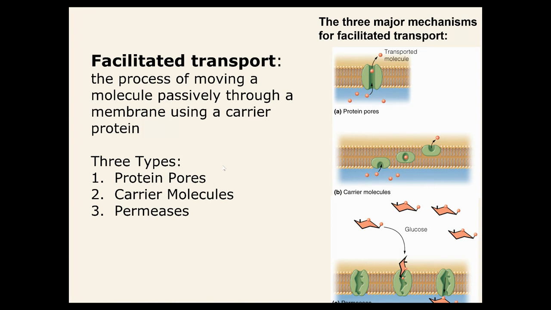Facilitated transport is also moving with its gradient, but whatever it is that's moving with its gradient has to have help, in the case of a protein pore, a carrier molecule, or certain proteins called permeases. So facilitated will mean still it's passively crossing with its gradient, but it needs help in the form of a protein of some sort.